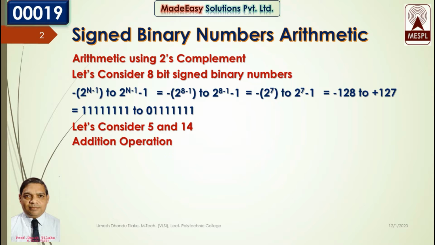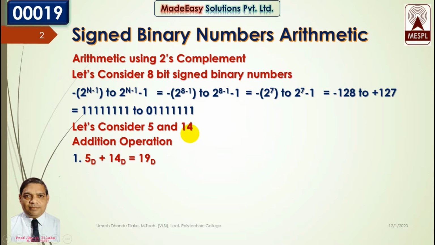Case 1, both the numbers are positive. Second case, both the numbers are negative. Third case, 14 is negative but 5 is positive. And fourth case, 5 is negative and 14 is positive. So let us consider the first case, that both the numbers are positive. So we can write the equation as 5 plus 14 is equal to 19.